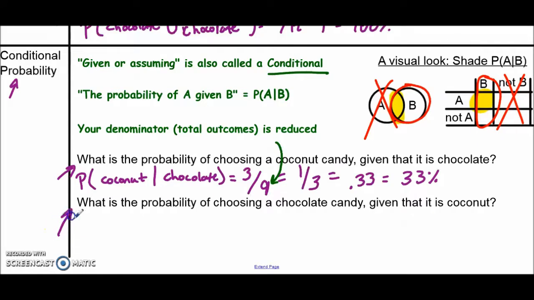Pause the video here and give this last problem a try. What is the probability of choosing a chocolate candy given that it is coconut? Remember to start your example by writing out the probability of chocolate given that it is coconut. Again, give your answer as a fraction, decimal, and a percent.